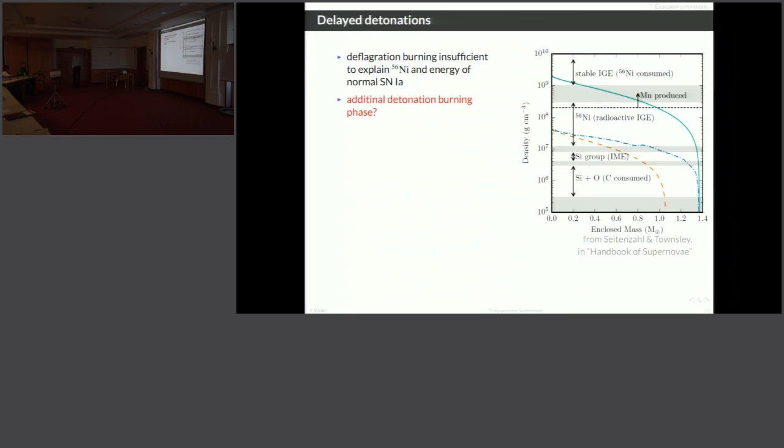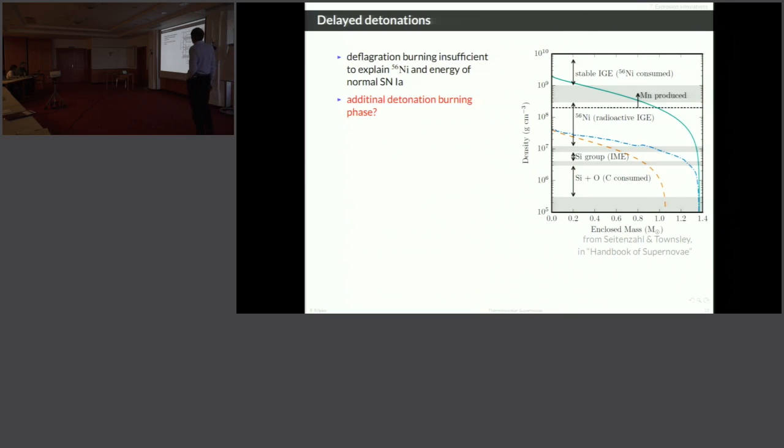Okay, that's turbulent deflagrations in Chandrasekhar-mass white dwarfs. And these produce insufficient amounts of nickel-56 to explain normal type 1a supernovae. So how can we make these explosions brighter? If we want to have Chandrasekhar-mass white dwarf explosions explaining normal type 1a supernovae, we have to somehow enhance burning. And this is possible if we assume an additional detonation phase after initial deflagration.